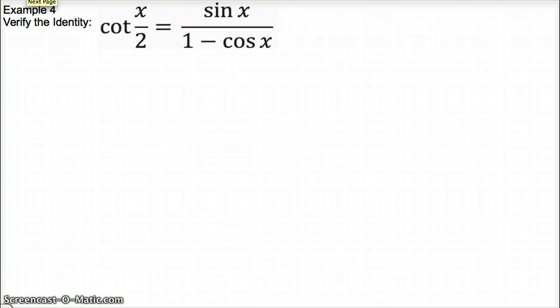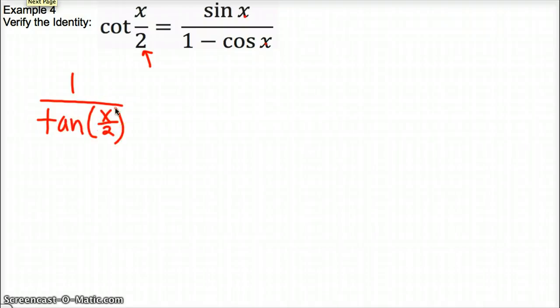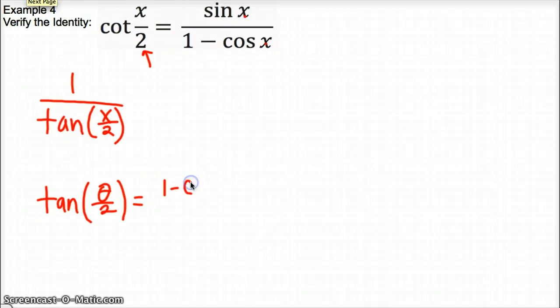So I see the x over 2 and I know that's going to be a problem because my result has just x in it. While the left side doesn't look very complicated, I'm going to simplify it by first changing it to 1 over tangent of x over 2 and then using my half angle formula. My half angle formula says that the tangent of an angle over 2 will equal 1 minus the cosine of the angle over the sine of the angle. There are multiple formulas to use for tangent, but you'll see in a moment why I chose this one.